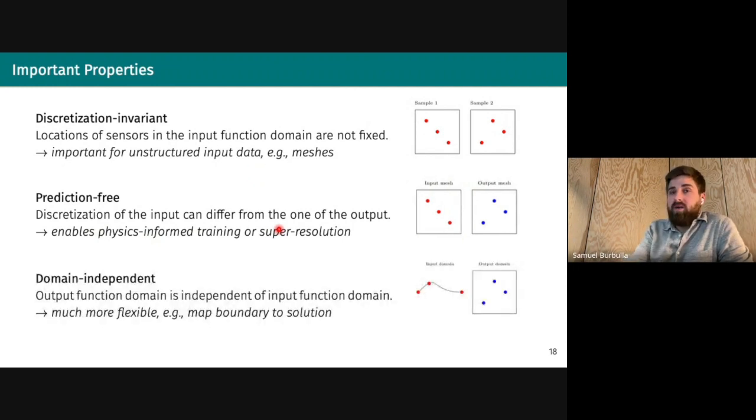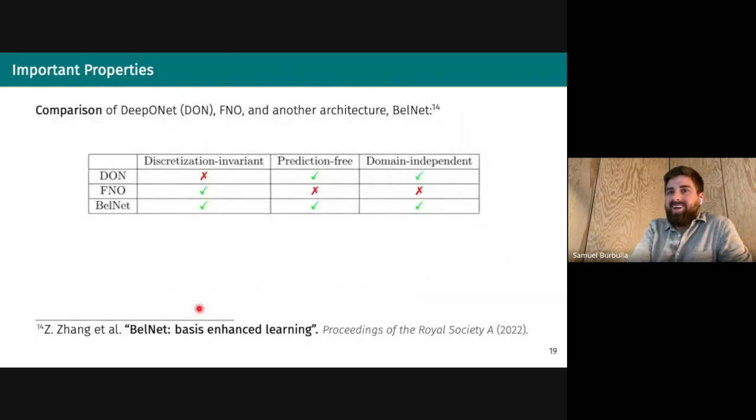This enables things like physics-informed training or even super resolution, where I will show you an example later. And finally, another important property is domain independence. That means that the output function domain is independent from the input function domain. For instance, you can map a one-dimensional domain to a two-dimensional domain of the output function. That's much more flexible. For instance, you can map a function as boundary conditions to a solution on the full domain.